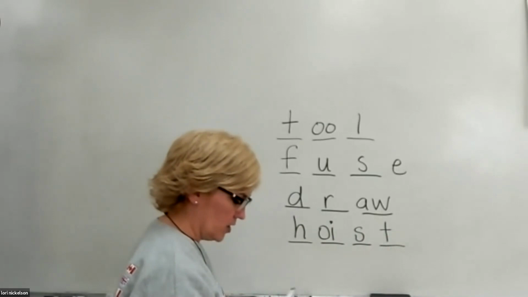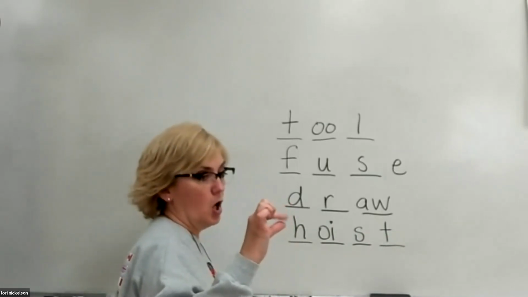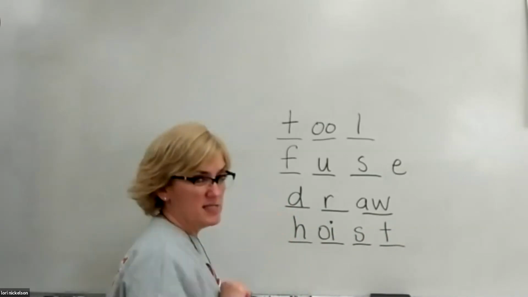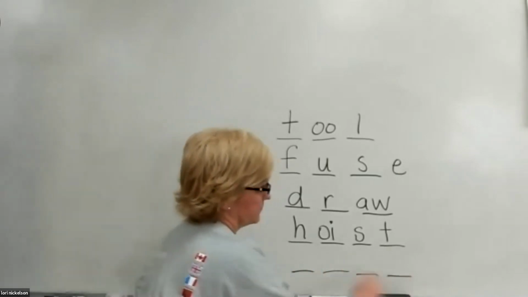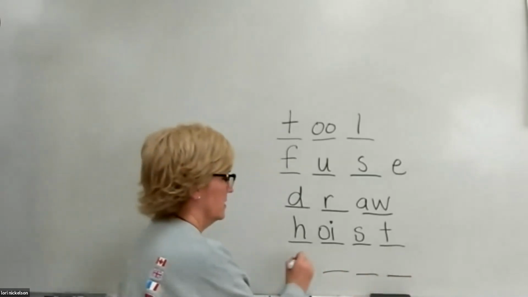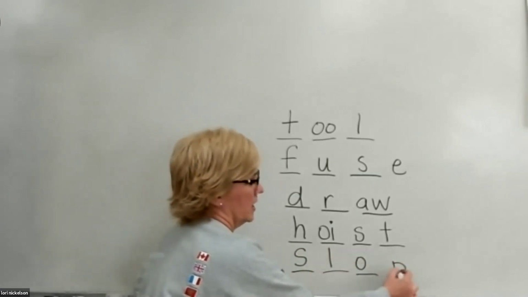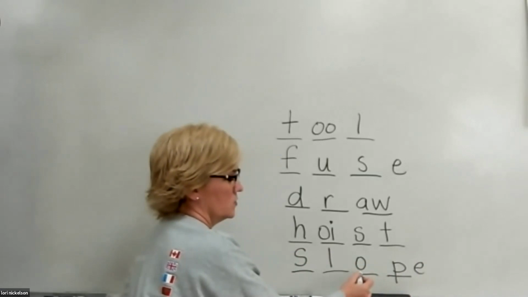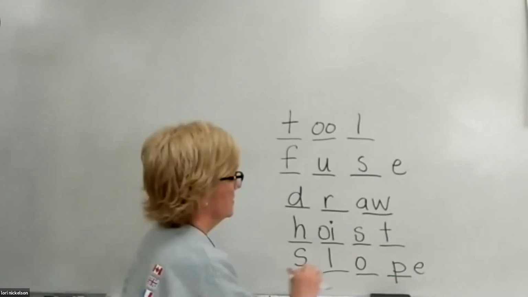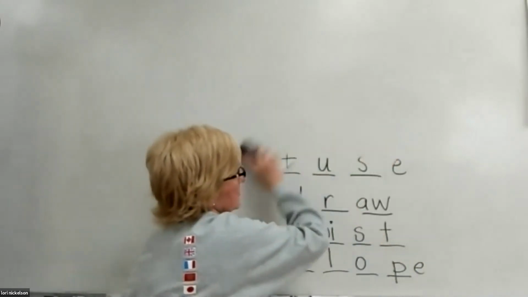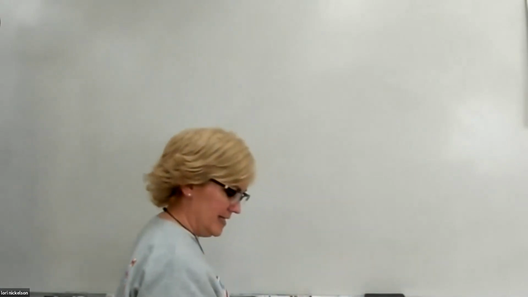All right. Our next word, slope. All right. S-l-o-p. How many? Four sounds. So we're going to draw four lines. Now let's put our sounds down. S-l-o-p. And since that O, there's an E at the end. All right. So I'm going to erase this because you've got those. I'm going to do the next one.